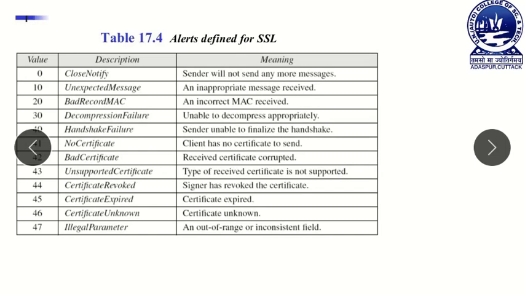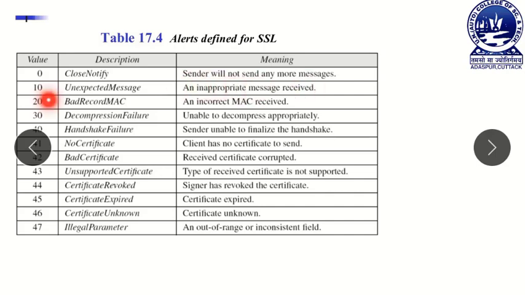Now look at this table. This table shows the alerts defined for SSL in our alert protocol. Here the value 0 describes the close notify, which means the sender will not send any more messages. This is the notification message displayed by our alert protocol. Then next, 10. This is the unexpected message, which means an inappropriate message is received.